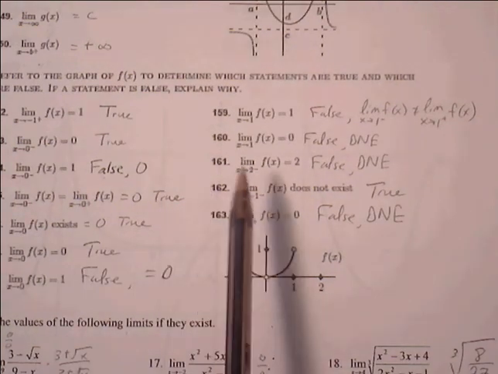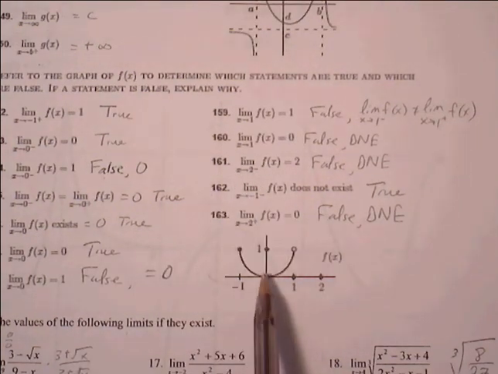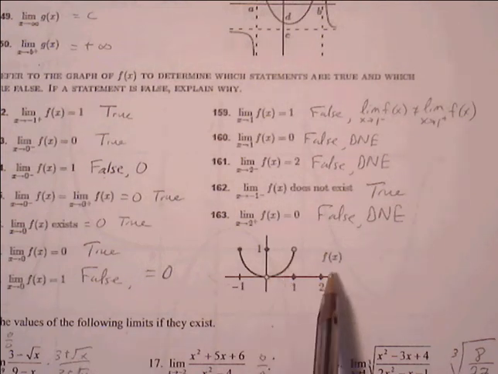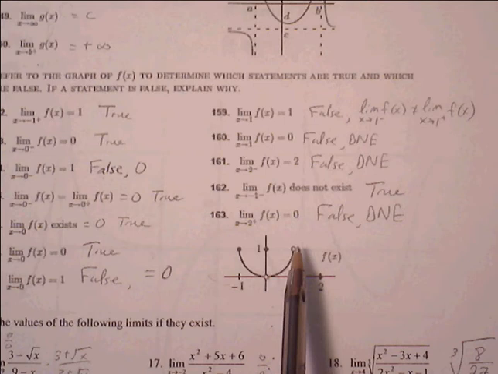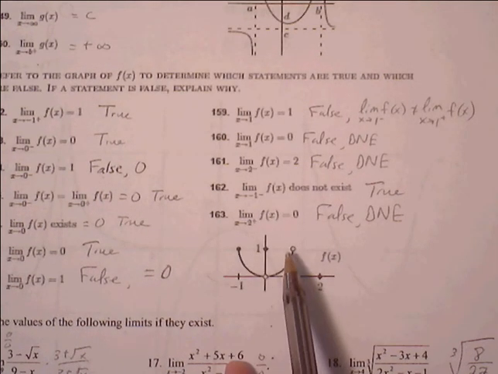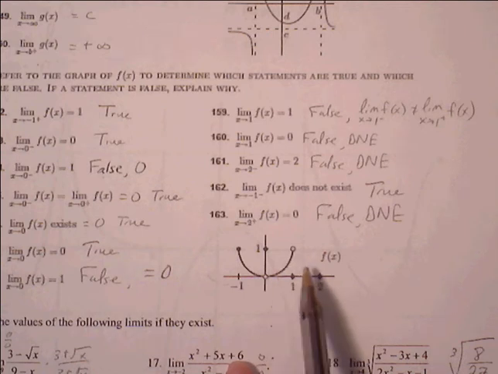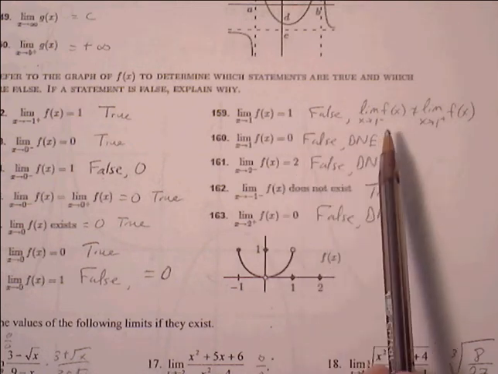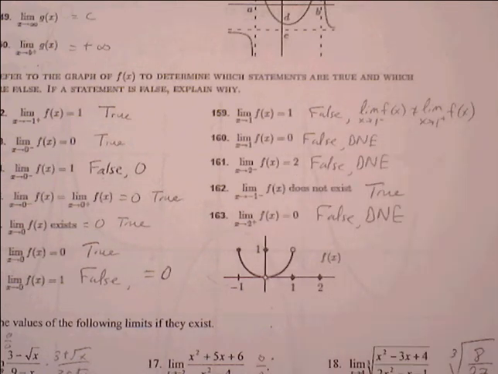Okay, limit as x approaches 1 is equal to 1. As we approach 1, we see that it's approaching 1 on the left side, but there's nothing on the right side. So therefore, in order for a limit to exist, the graph has to exist on both sides of that x value. Okay, so false. There's nothing on the right side of 1.